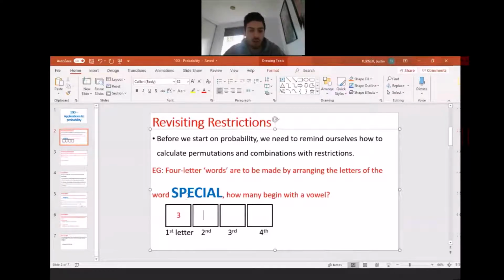So if I've already chosen one letter, I have 1, 2, 3, 4, 5. I've only got 5 letters left to choose from. For my second letter, I've got 5 options. Then I'll only have 4 options for my third letter and 3 options for my fourth letter. So we can use the multiplication rule here by multiplying all the options together. So first letter, 3 options, then 5 options, then 4 options, and 3 options.